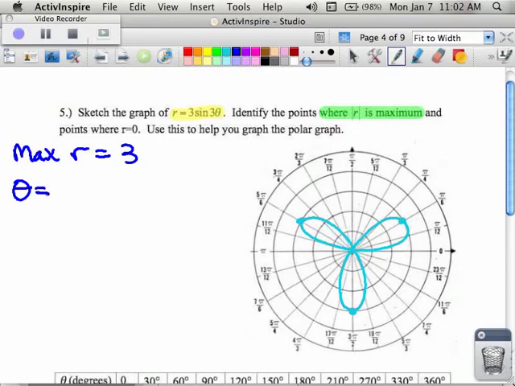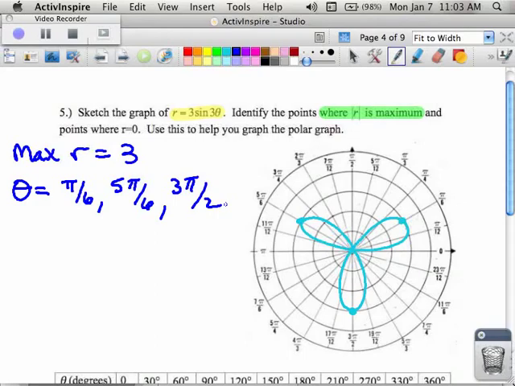Pi over 6. 5 pi over 6. 3 pi over 2. Because every other angle that you name is the exact same angle. You know what I mean? Like you're going around again and again. So those are the 3 angles.